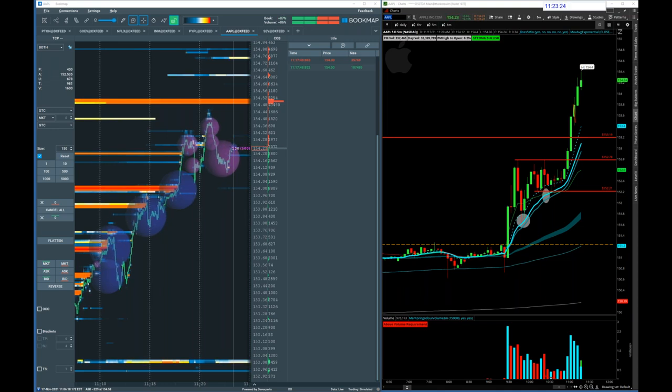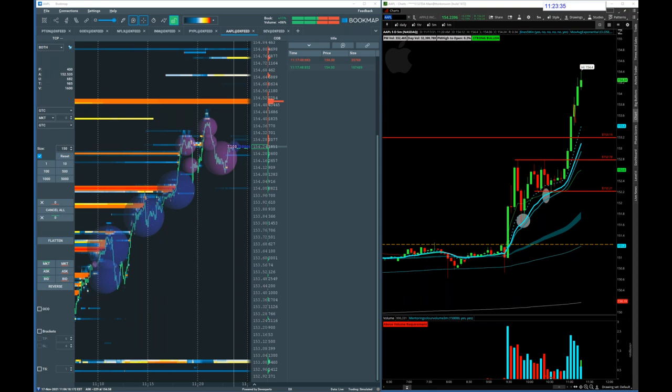The J lines are Joseph's proprietary lines that he trades off of, looking for momentum and support.